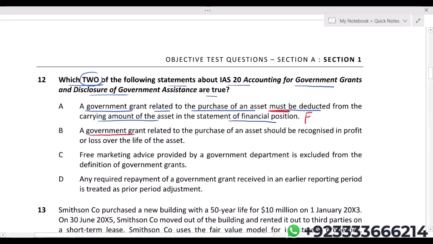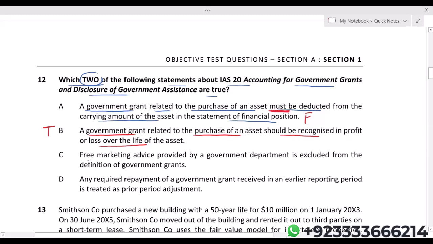A government grant related to the purchase of an asset should be recognized in P&L over the life of the asset. That is true. It is possible. They're not saying this is the only treatment. So it is very much possible that the government grant which you are getting, you are treating as deferred income and recognizing that as income over the useful life of the asset. Okay.